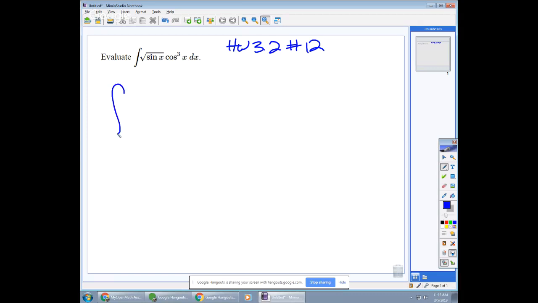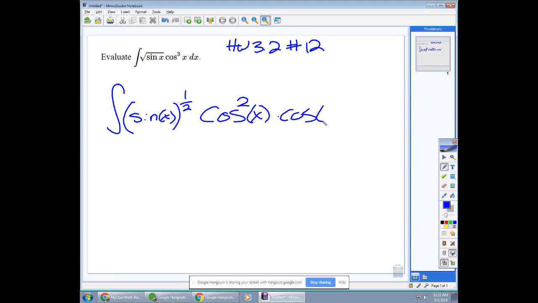So what I'm going to do is rewrite this. First, I'm going to call that sine of x to the power 1/2. And then the cosine I'm going to break up as cosine squared of x times the cosine of x, because then this is my future du right there. Now I just have to get rid of this cosine squared, and I've got the Pythagorean identity to do that. So I'm going to replace the cosine squared with 1 minus sine squared.